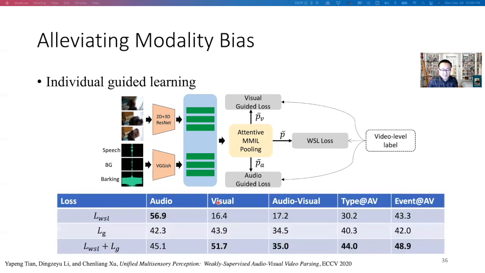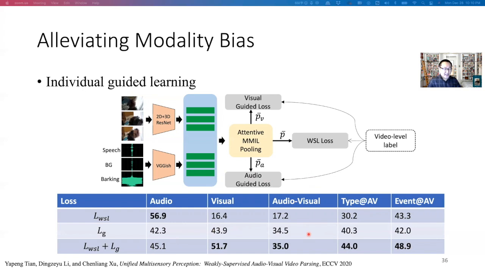Here are our results. We observe that the model without individual guided learning can show pretty good performance on audio event parsing, but terrible results on visual parsing and audiovisual parsing. The reason is that the model mainly uses information from the audio branch, but the visual branch is not well trained during optimization. In this way, the model gets good results for the audio part, but poor results for the visual part and audiovisual part. Then we can see that the guided learning can further improve the results. The reason is that with the guided learning, the model will enforce each branch, the audio branch and visual branch, to learn meaningful representations and predictions. Then we can find that we get much better visual parsing and audiovisual parsing results.